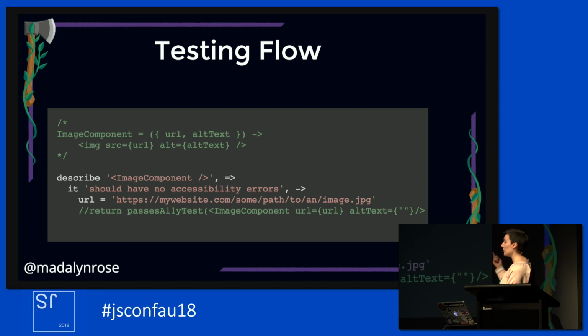I've created a pretty simple component here, which just renders an image, and it takes a URL and alt text as parameters, and then puts those into the image tag. And if I render the image component and I don't put anything in the alt text, it will fail my a11y test, which is awesome, which is why I started with the image component, because it's really easy to fail a test without that alt text. But yeah, that is the nitty-gritty of my testing.